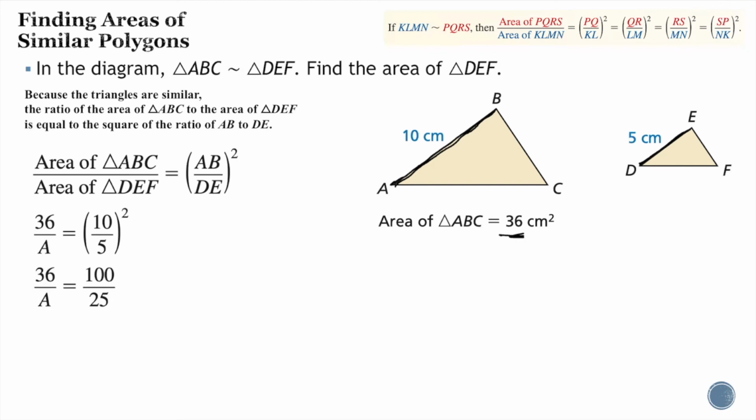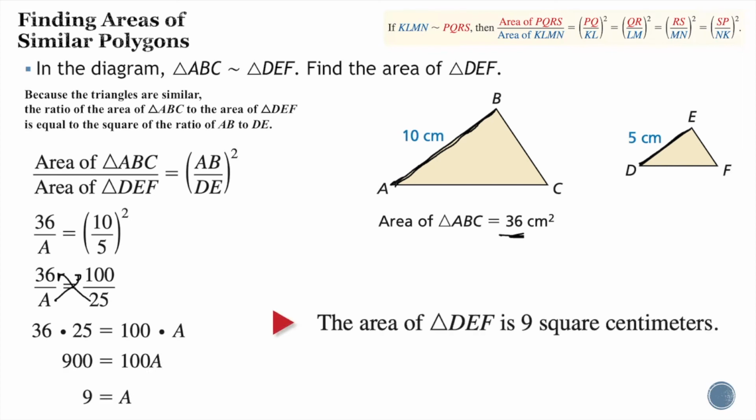10/5 squared is 100 over 25. So I'm going to cross multiply to get this, divide by 100, and get that the area of DEF is 9 squared centimeters.